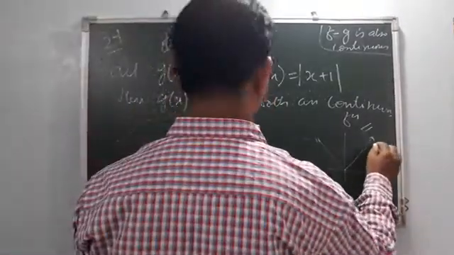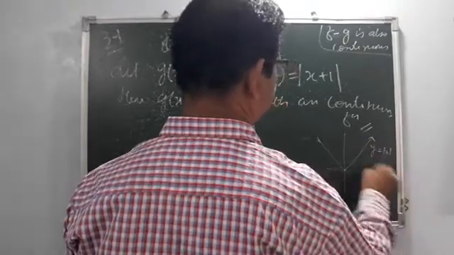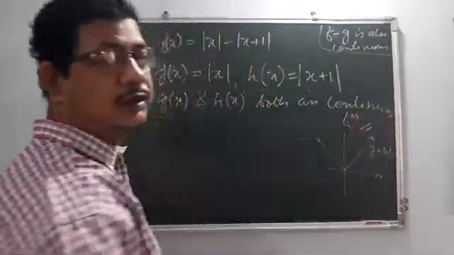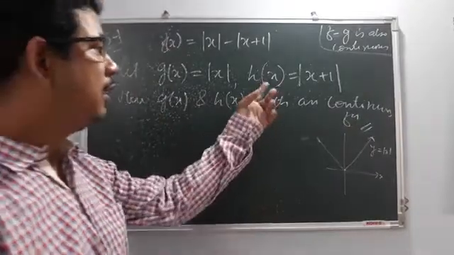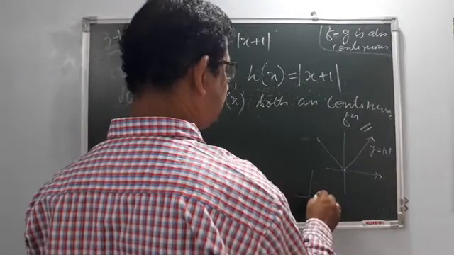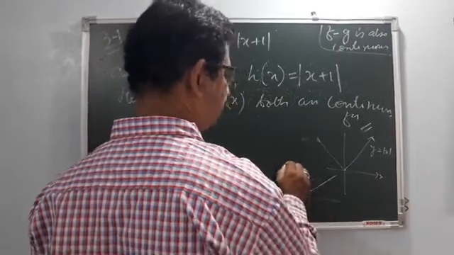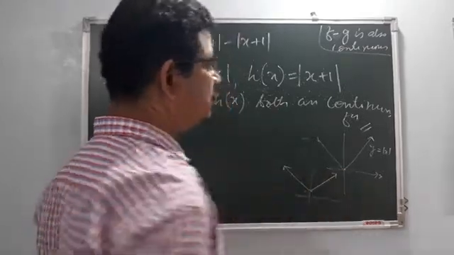For gx, that is y equals modulus x. Here there is no break, it goes endlessly in both directions. And here hx equals modulus x plus 1. If you want to draw the graph, you will find that at this point it will go like that. So these are the two.